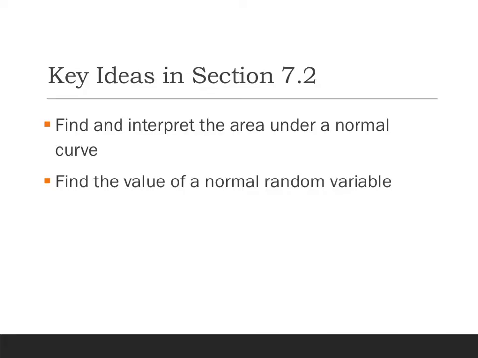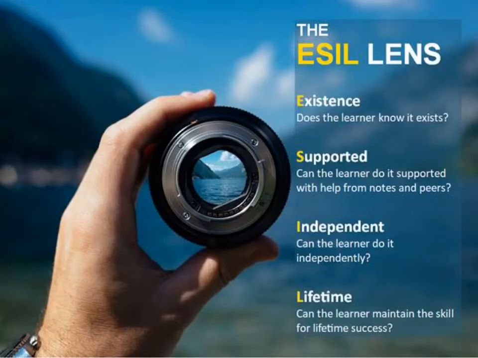So the section 7.2 title is Applications of the Normal Distribution, and we're going to look through an example and figure out how to find and interpret the area under a curve. And we're also going to find the value of a particular area. So if we know we want the top 10%, what score or what value would that be? Or the 15th percentile. So we'll look at that as well.